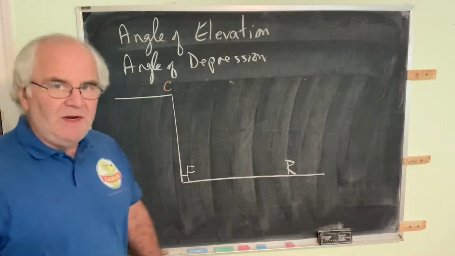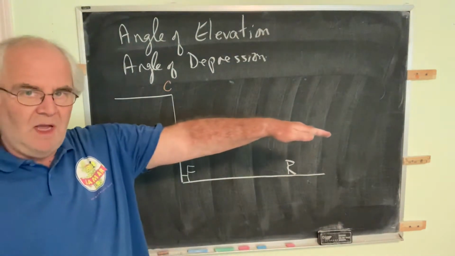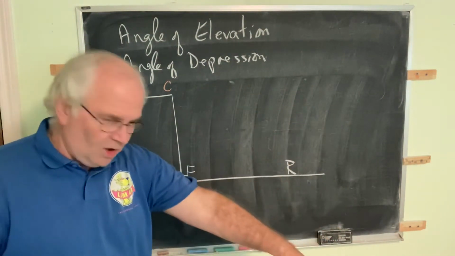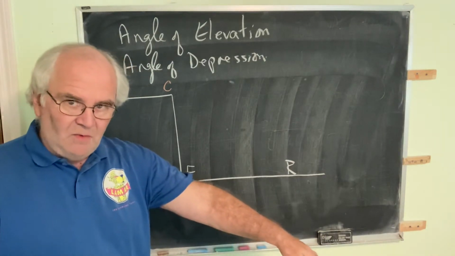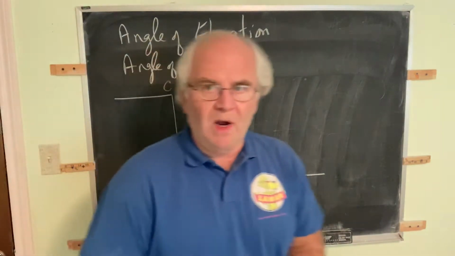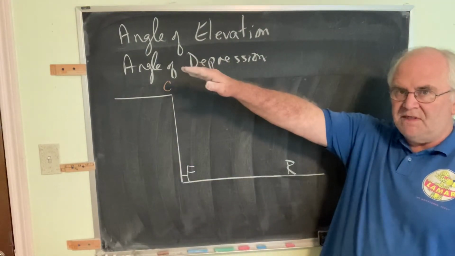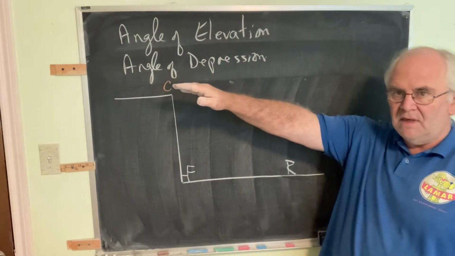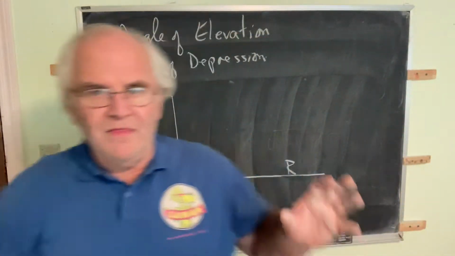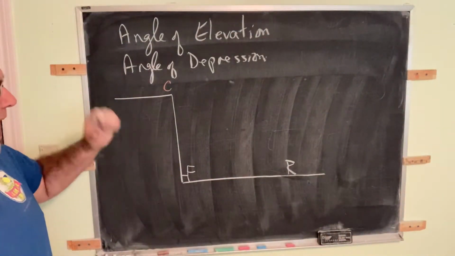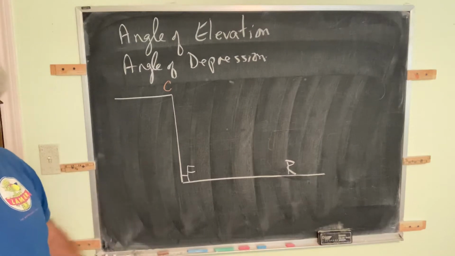Now, the coyote is above the roadrunner. The coyote looks downward to see the roadrunner. However, the roadrunner is below the coyote. The roadrunner looks up to see the coyote. In this circumstance, we have both angle of elevation and angle of depression in play.